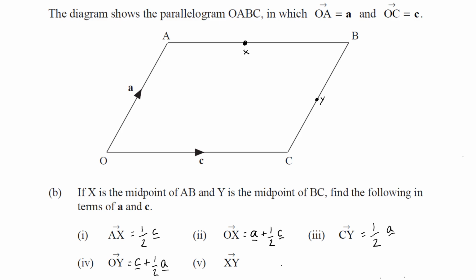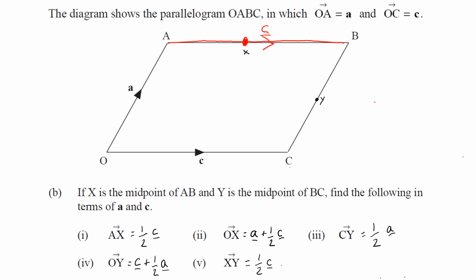Finally, how do we get from X to Y? How do we get from here to here? Well, if we recall, try and do this in red here. This vector in red is given by the vector C, but we're told that this point here is in the middle. So to get from X to B, we've still got a half of C to go. That's going to be 1/2 C.